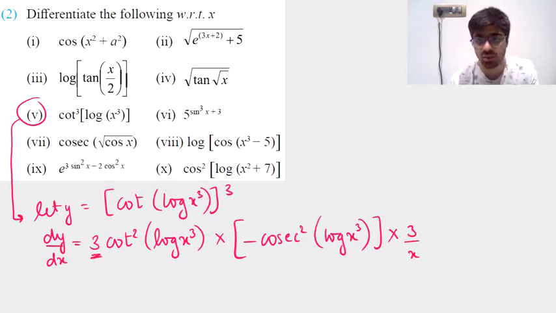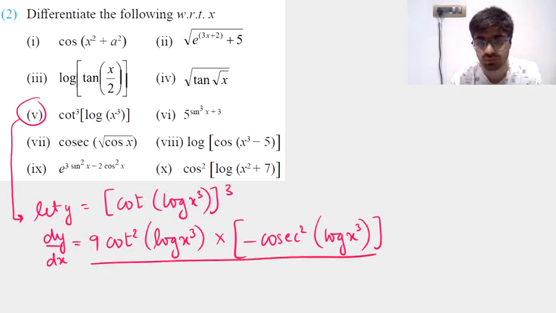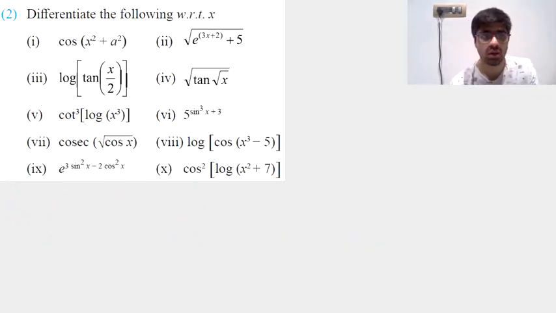You can definitely multiply the 3 here and here, and that is going to give you a 9 at the very beginning over here. And yeah, minus 9 cot square log of x cube into cosec square log of x cube is the final. Okay, there was an upon x also. Yeah, so the whole thing upon x, that's the final expression of dy by dx for the fifth question. Let's continue in a similar way with the sixth one.